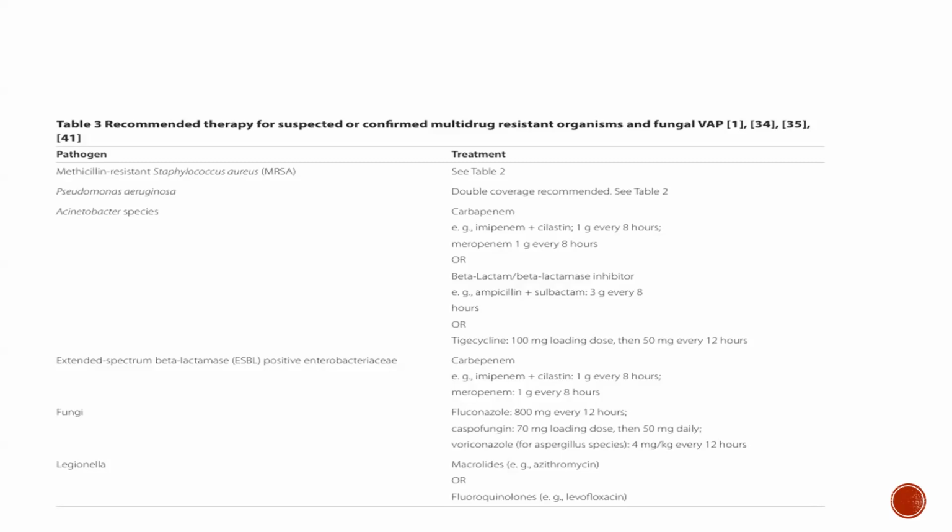Then ESBL, which is treated by carbapenem, that is imipenem-cilastatin 1 gram every 8th hourly, meropenem 1 gram every 8th hourly. If it is fungal infection, it can be treated with fluconazole 800 mg every 12 hourly, caspofungin 70 mg loading, then 50 mg daily, voriconazole 4 mg per kg every 12 hours. If it is Legionella, then we can treat with macrolides and fluoroquinolones.